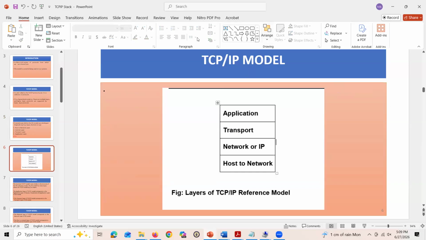So in order of reference, this is how it goes. Application first, sorry, not first, at the top. So that is number 4. Then transport comes in as number 3. And then we have your internet as number 2 from the bottom. And then we have the host or the network frame as number 1. So this is how the TCP/IP is arranged.